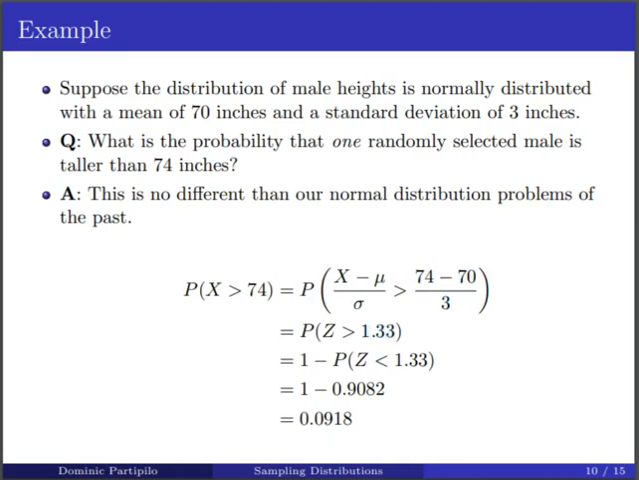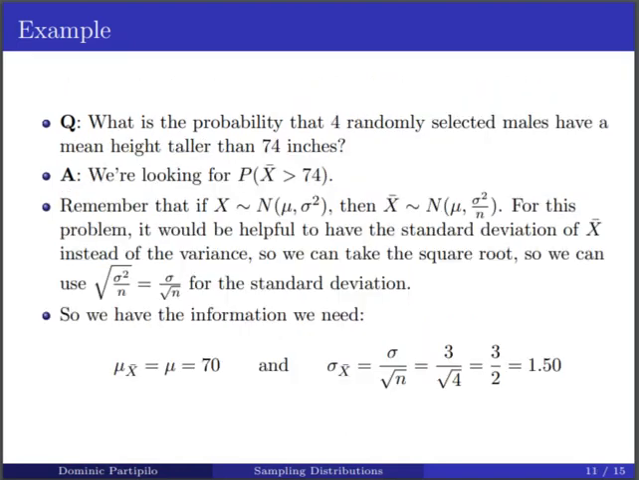And just like before, when we did the examples in the previous video, we're going to flip this inequality around, and the way we do that is by subtracting from 1. And then we can look this quantity up on the table, and if we do, we'll get 0.9082, and when we subtract that from 1, we'll get 0.0918.